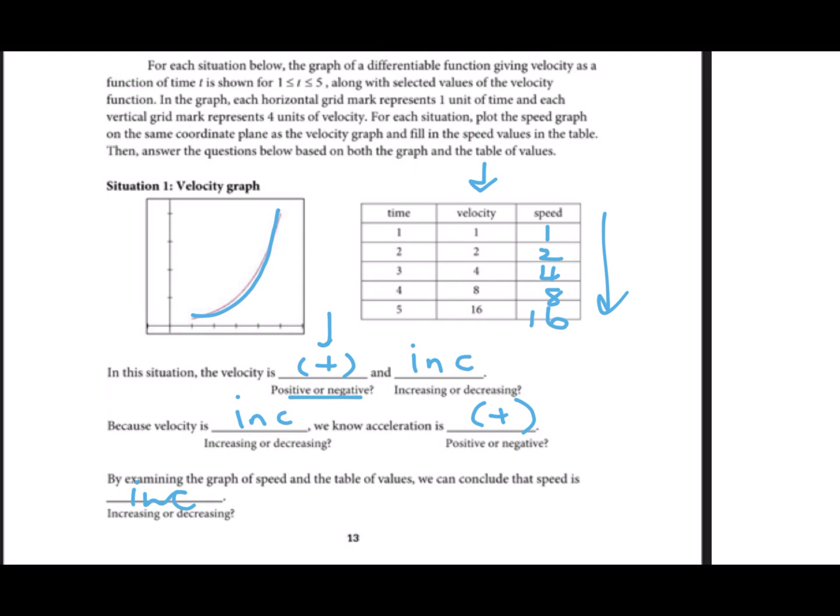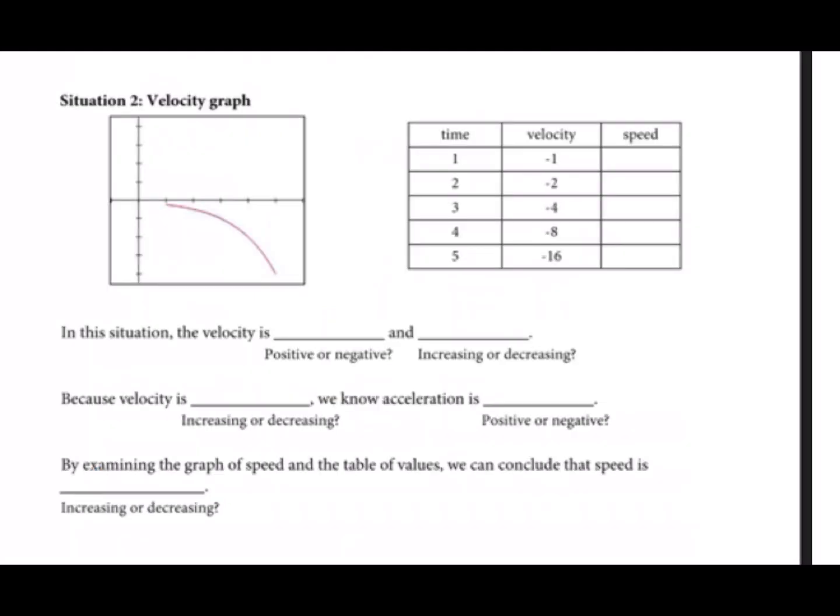Okay, let's look at situation number 2. Situation 2 looks totally different, and it lies below the x-axis. So the first thing I want you to do is draw what the speed graph would look like. Again, speed is the absolute value of velocity. Pause the video. When your graph is done, come back to me. What you should have drawn would have looked roughly like that. Not perfect, but it just flips it over the x-axis.